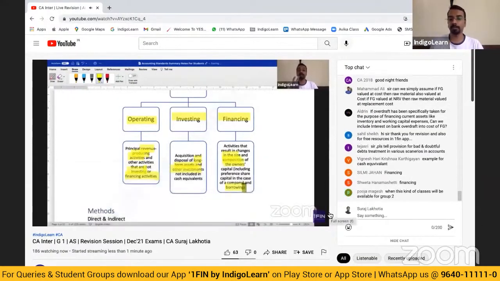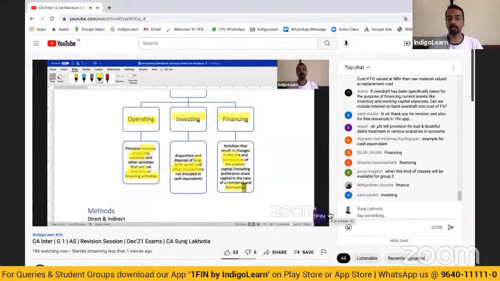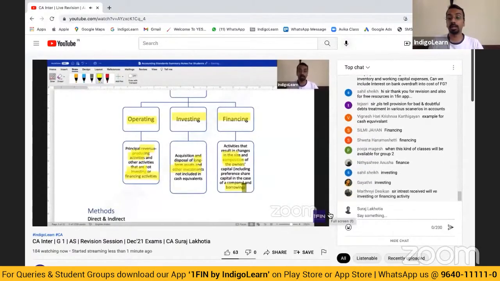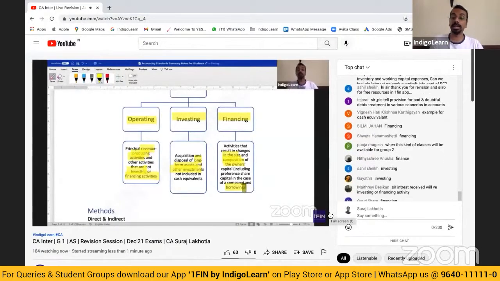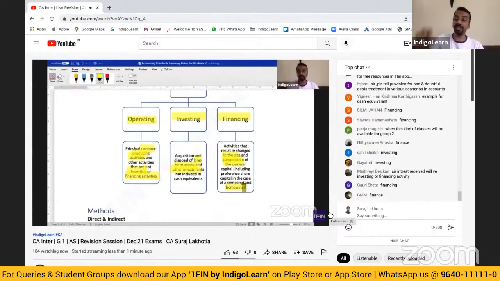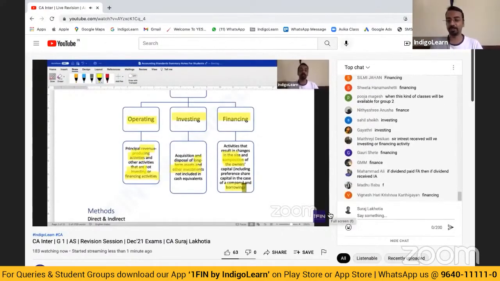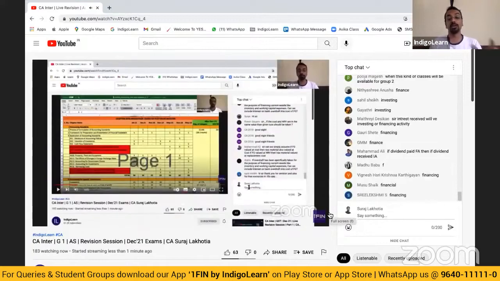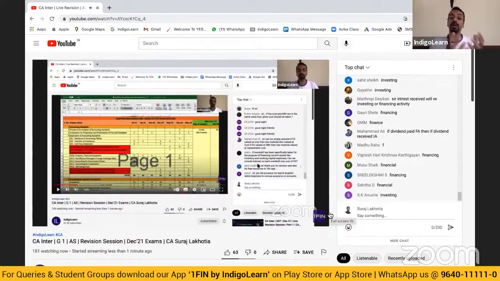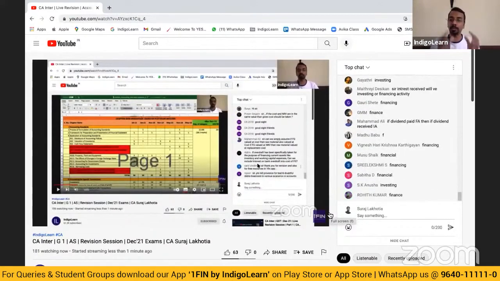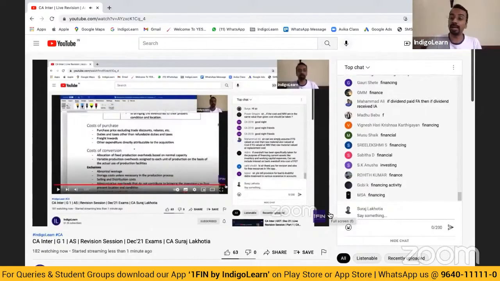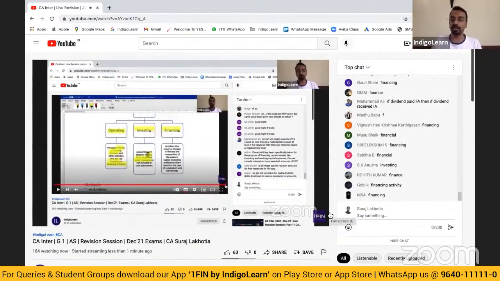Financing, okay. Finance, good. Interest received, okay. If you have received interest, then investing activity. Or also please note, there could be cases where giving money or lending money is a part of the business of the entity. Then it will be part of your operating activities. Okay, so interest paid will be financing, interest received will be investing.